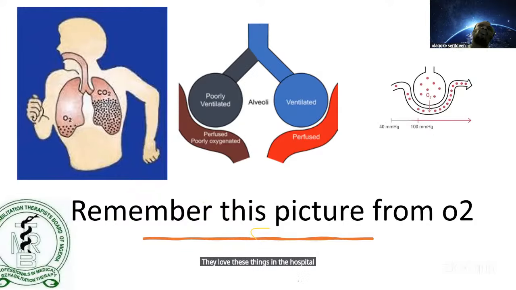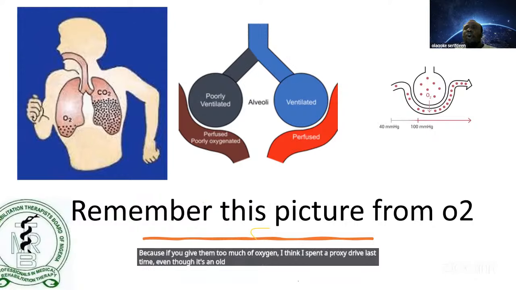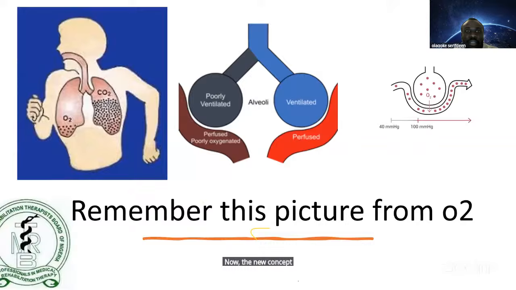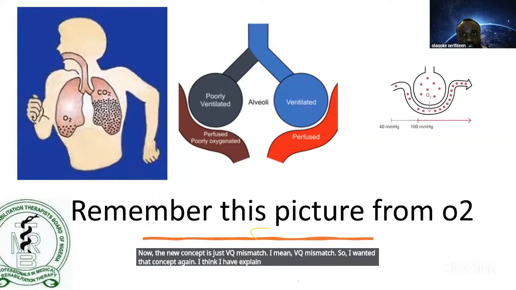We also don't want to give them too much oxygen. I think I explained hypoxic drive last time, even though it's an old concept. The new concept is just VQ mismatch, so I won't teach that concept again. If you give them too much oxygen, they will start retaining more CO2. That is why you will normally find doctors setting their PO2 target, to be aware of that as a physio. And that is your goal.